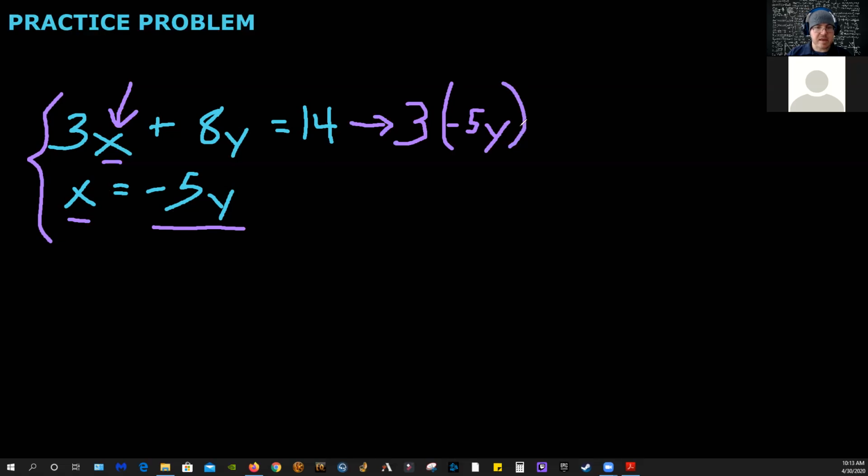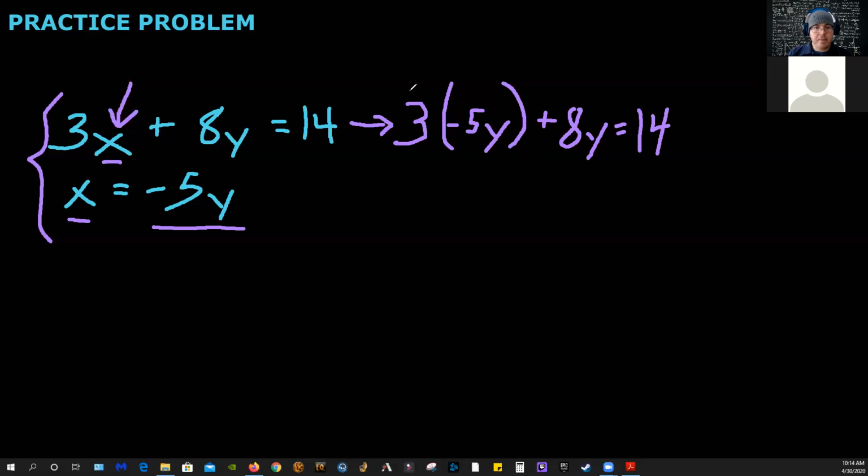And the rest of it stays the same, plus 8y equals 14. So now we'll go ahead and solve this thing. Since it only has one variable, now we can solve. See, the problem with these other two is you can't solve when they have two variables, but now we only have one variable, so it is possible.